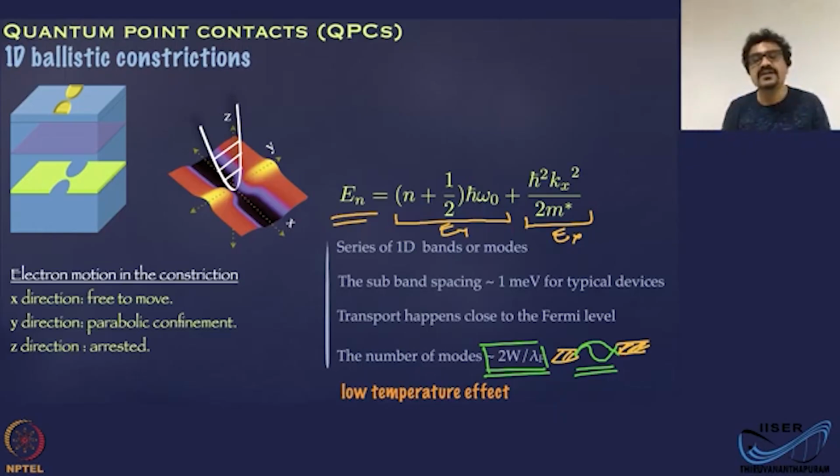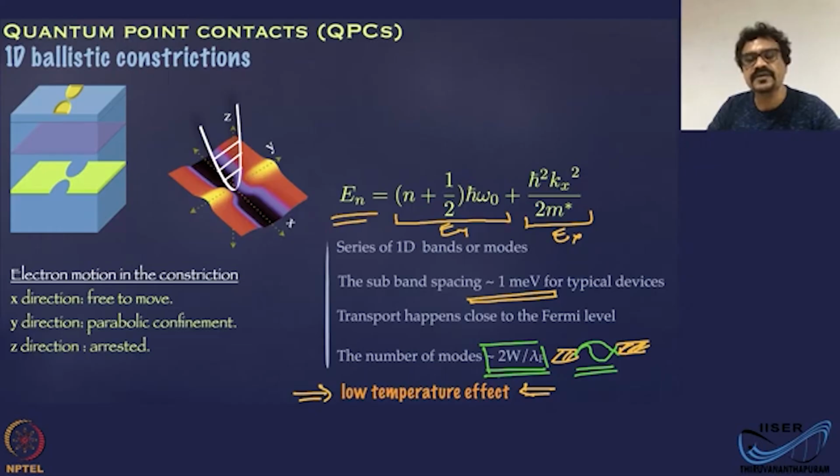So at the Fermi level, how many modes are there? Then your transport or conduction will depend on that. And the energy scales here are the temperature broadening and the subband spacing. The subband spacing is of the order of milli electron volt. What that means is, to observe this effect, you need low temperature.